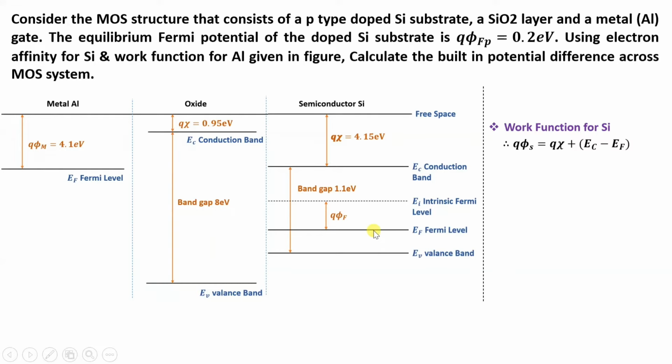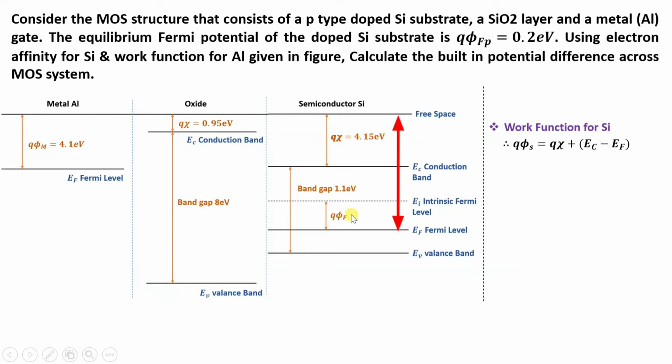So see, if you apply this much amount of energy from Fermi level to free space, then we can move charges from Fermi level to free space, right? So if you see this work function, then that is what Q into psi plus EC minus EF, right? So that is the basic formula which we have.